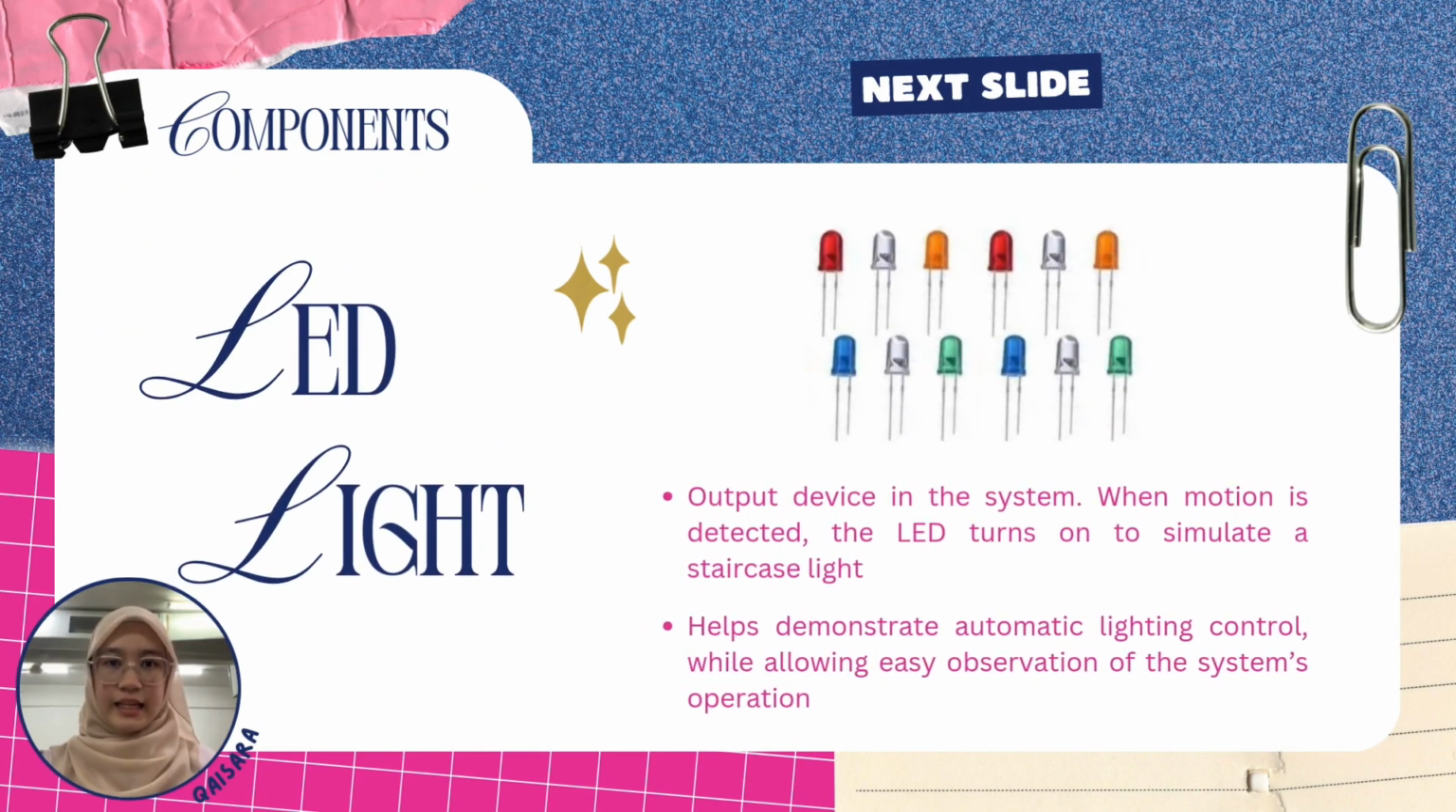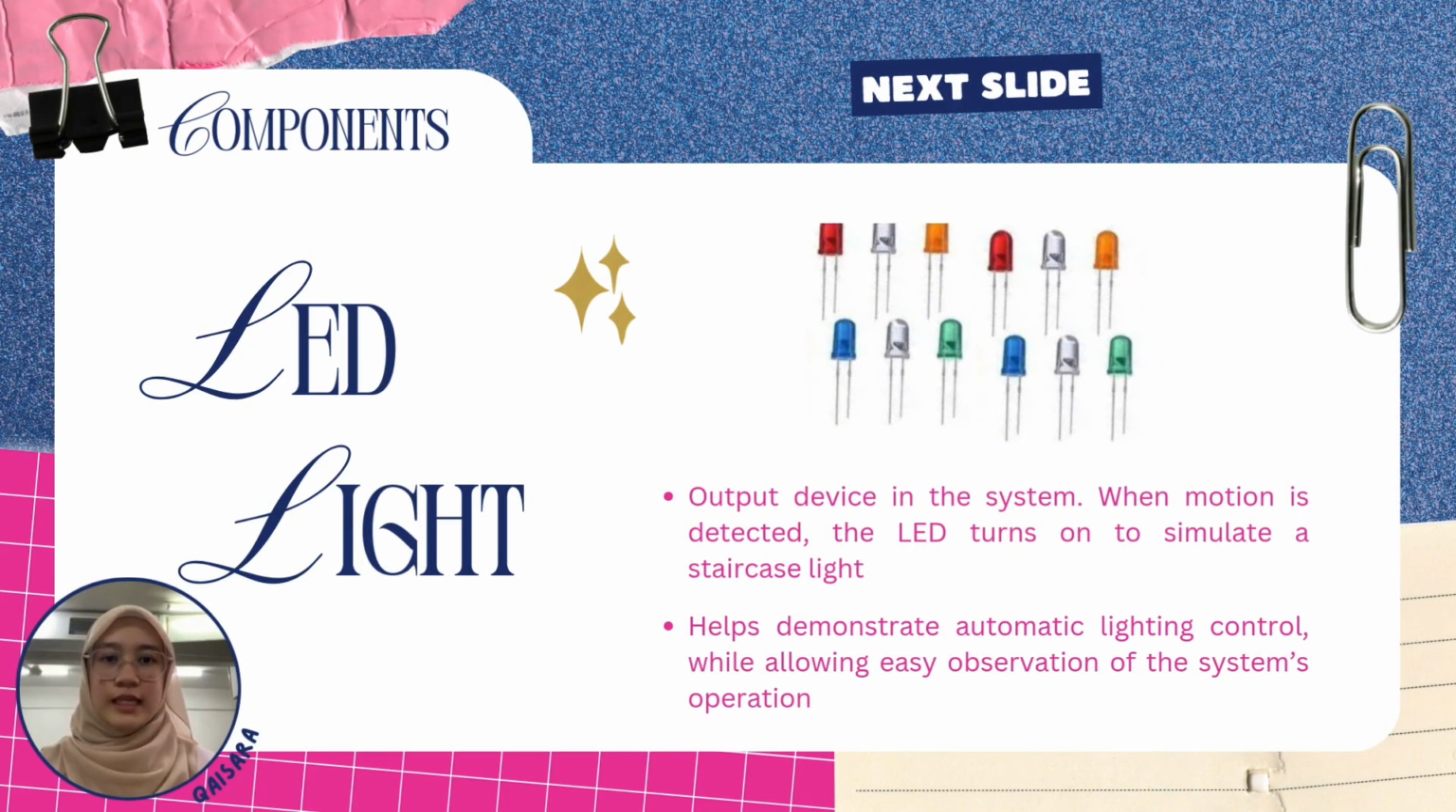Next, LED light. The LED light acts as the output device in our system. It represents the staircase light. When motion is detected by the sensor, the LED turns on automatically, and when there is no movement, it turns off. This helps demonstrate how automatic lighting can improve safety and reduce energy usage.